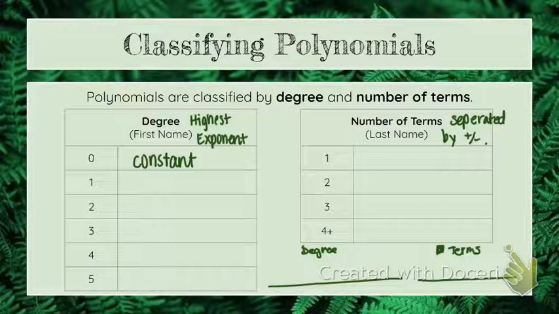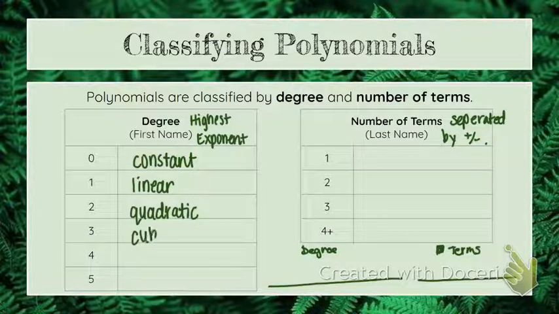If the highest exponent is 1, it is linear because the graph of that kind of function would look like a line. If the highest exponent is a 2, it's called quadratic. That's what we just did a whole unit on. Those are parabolas. If the highest exponent is a 3, it's called cubic. If it's a 4, it's called quartic. And with this one, I like to think of there being 4 quarts in a gallon. That's how I remember that word.